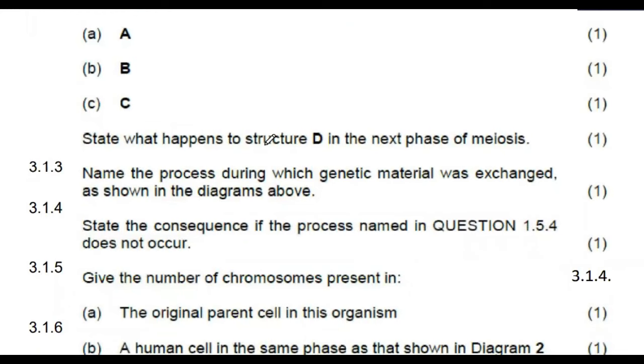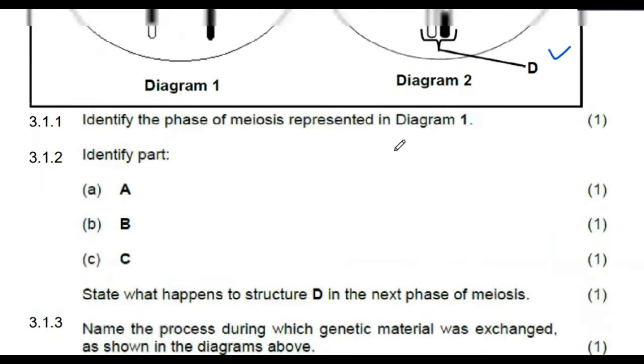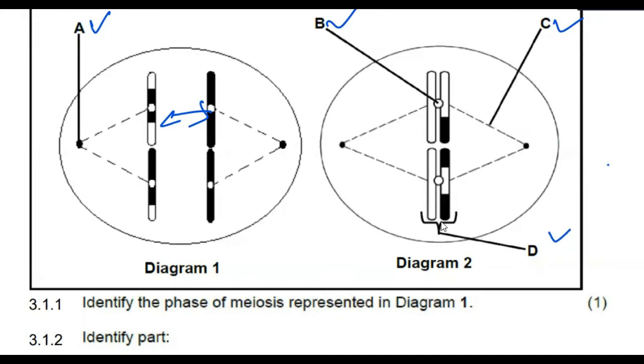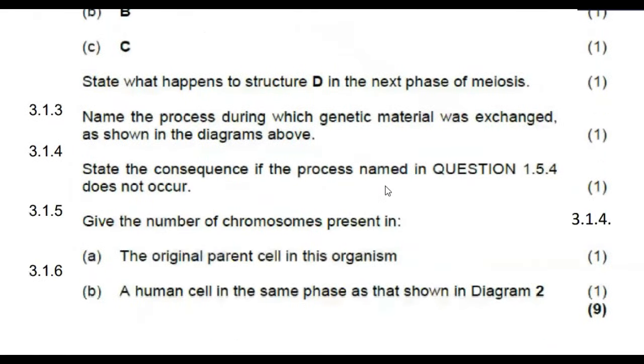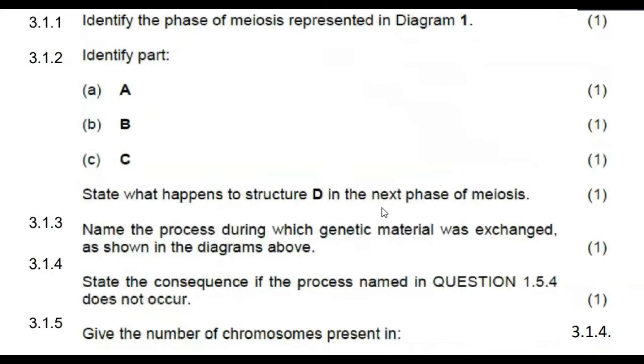State what happens to structure D in the next phase. Where is structure D? Structure D, these are the chromosomes. So the chromatids move to opposite poles due to contraction of the spindle fibers, or due to the shortening of the spindle fibers.